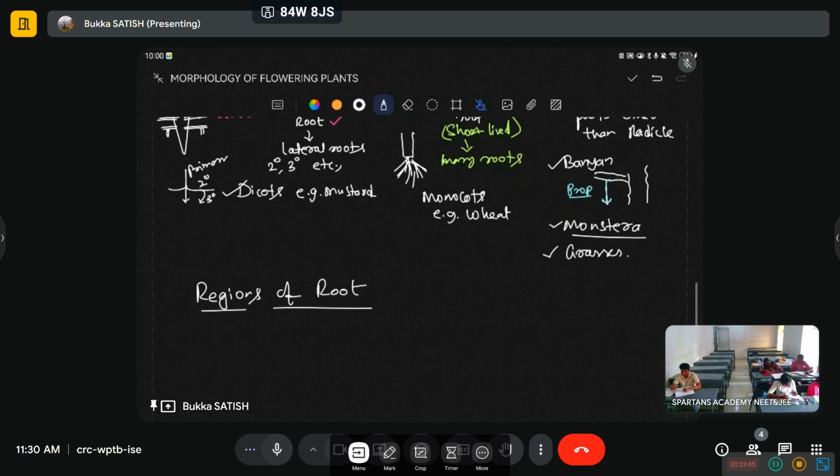Next one. Regions in root. And again, we'll write everything in a single figure only. So just see that.